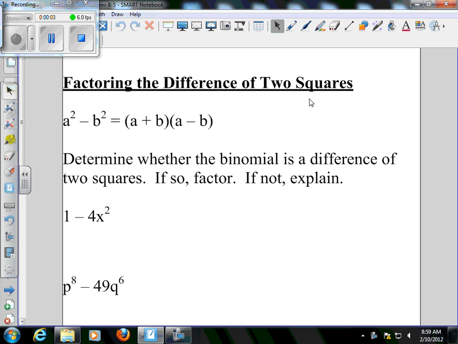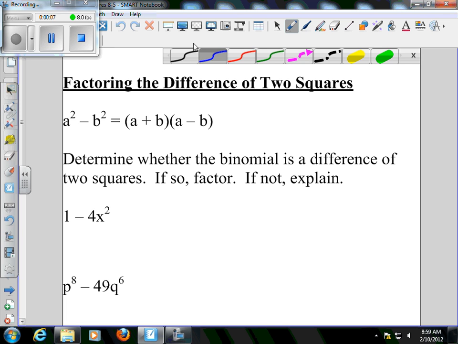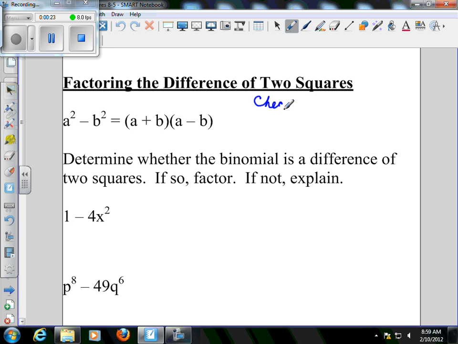Today we're going to talk about factoring the difference of two squares. This is kind of a nice little shortcut method. If you have two squares that are being subtracted, a squared minus b squared, you can factor that as a plus b times a minus b.